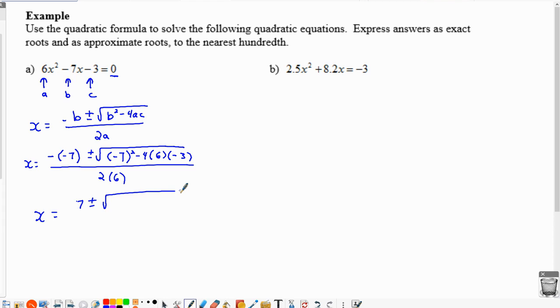I'm going to try and do it in my head just to try and stay young. But meanwhile, you get your calculator and check to see if I do it right. Starts with a 49. Minus 4 times 6 times negative 3 is 24 times 3, 72. So 49 plus 72 is 121.